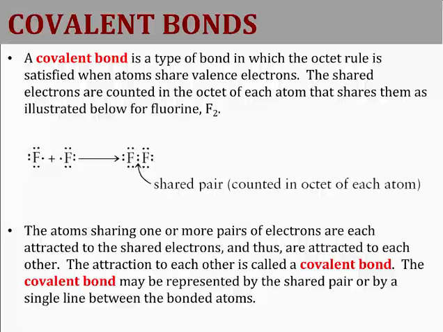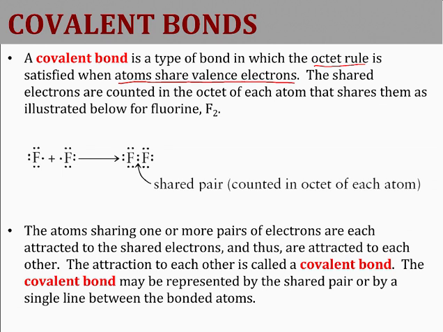So a covalent bond is a type of bond in which the octet rule is satisfied when atoms share valence electrons. So again, we're following the octet rule, so we want to make sure that every atom has 8 valence electrons. But instead of transferring electrons in order to achieve this, atoms are going to share their valence electrons. So the shared electrons are counted in the octet of each atom.